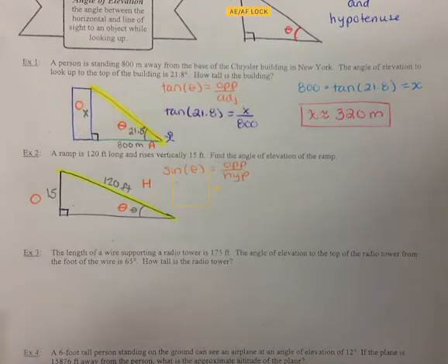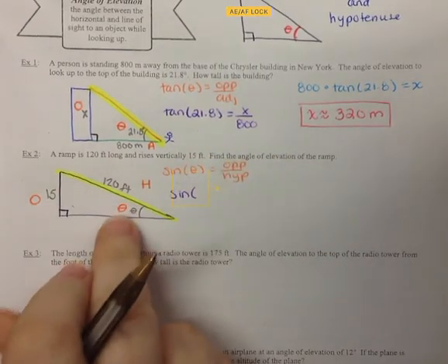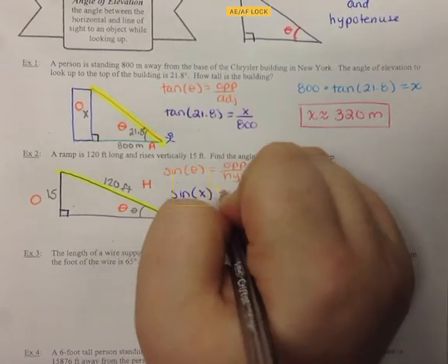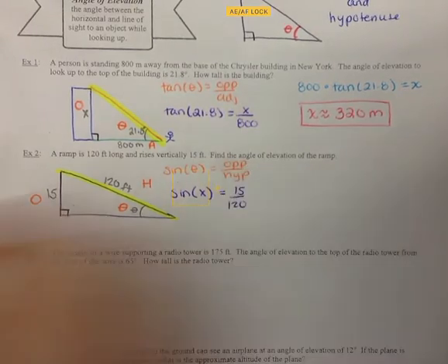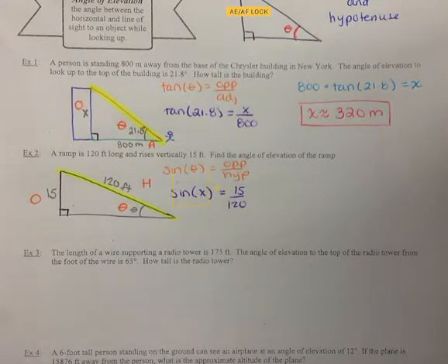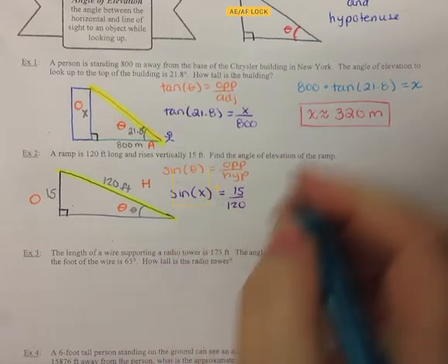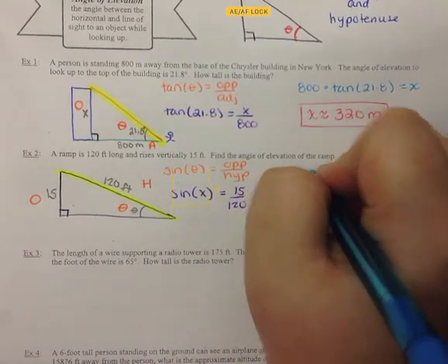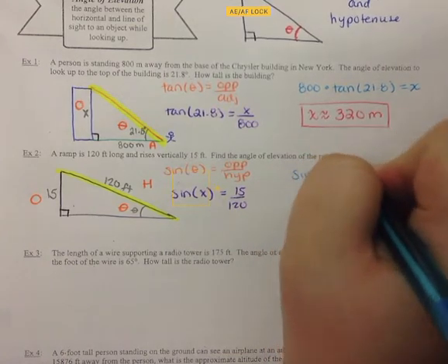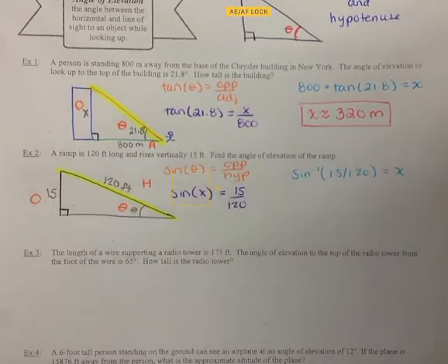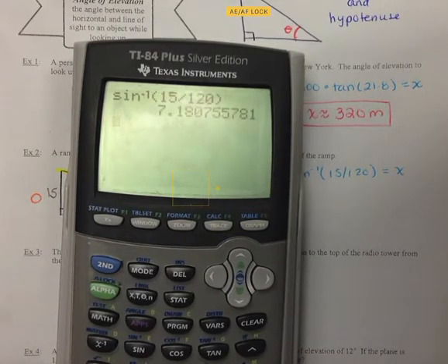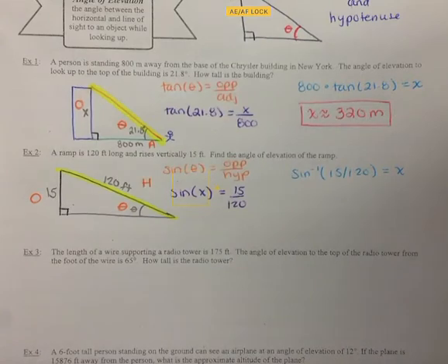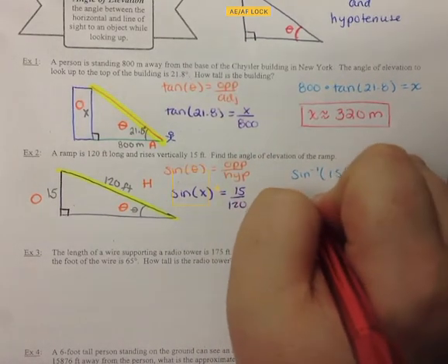To plug in what we have, sine of, we want to find theta, so we're going to put x there because that's what we're looking for. It is equal to our opposite, 15, and our hypotenuse, 120. If you remember from SOHCAHTOA, since x is inside the parentheses, we do second sine, or sine inverse, of the fraction 15 over 120, and that'll give us our x, our degree. So we have second sine of 15 divided by 120. We get roughly 7.2 degrees. So x is approximately 7.2 degrees.